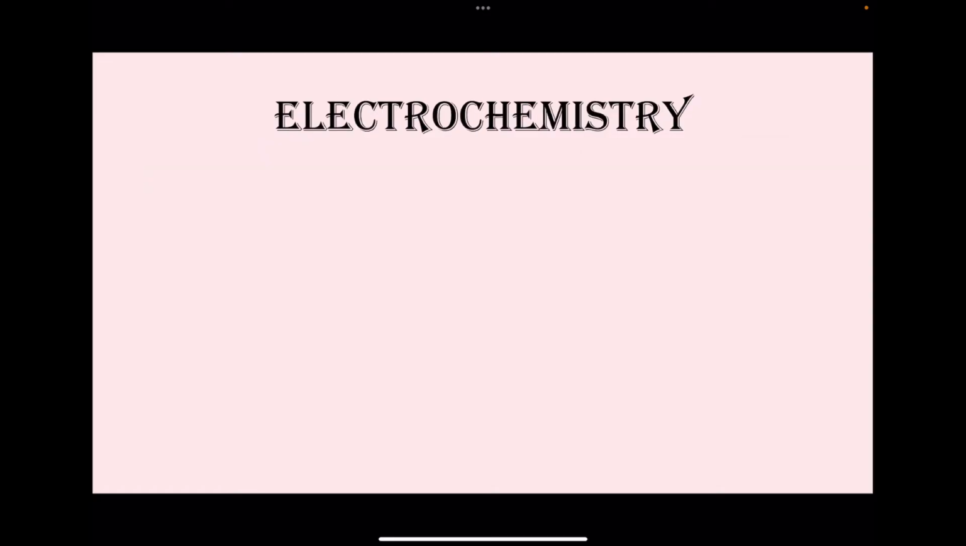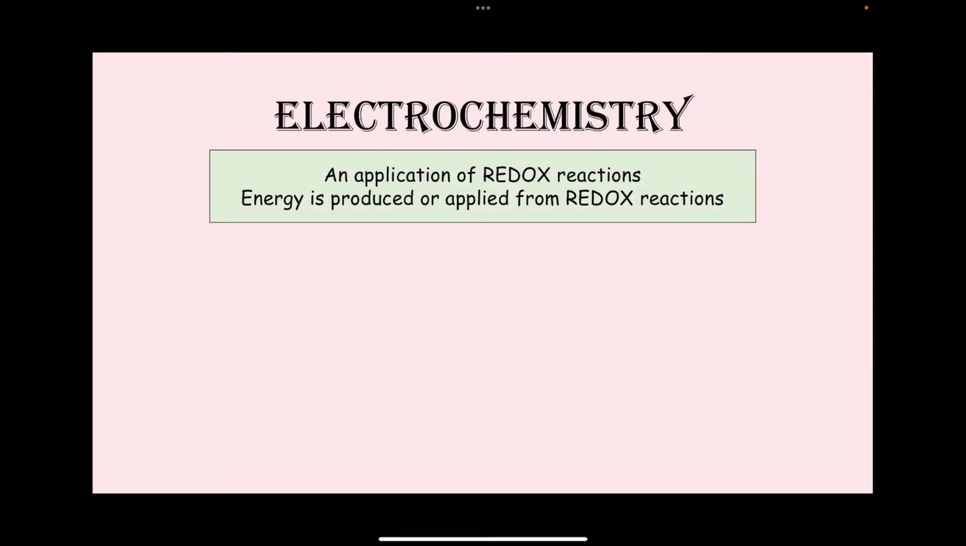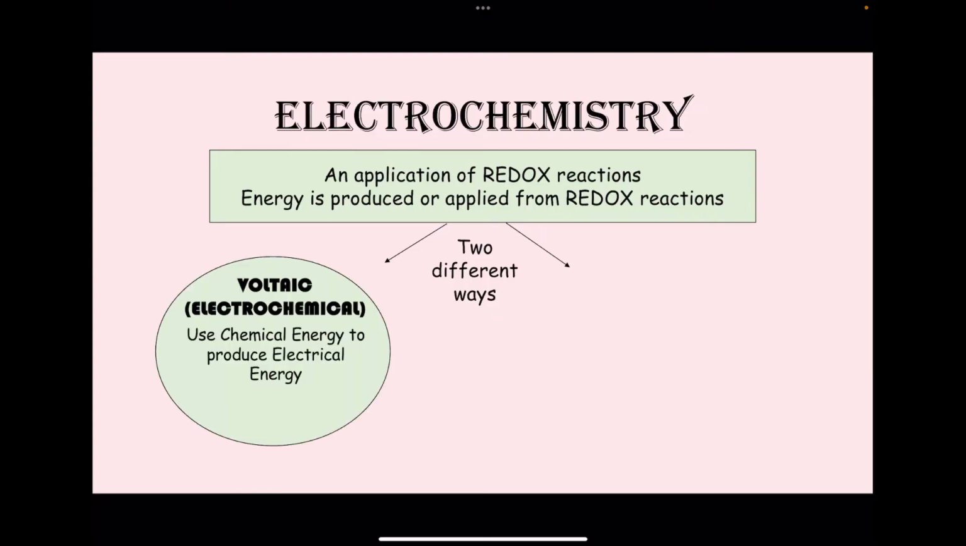Okay, so electrochemistry is the application of the redox reaction. This is where we use the oxidation reduction reaction. Energy is produced using redox reactions, and we do that in two different ways. Either by using voltaic cells, which are also called electrochemical or galvanic cells. All three of them are different names for the voltaic cell.